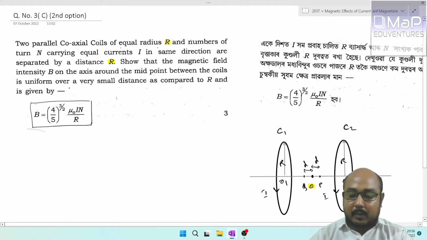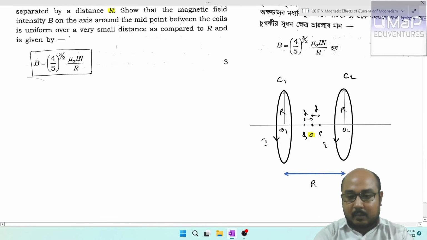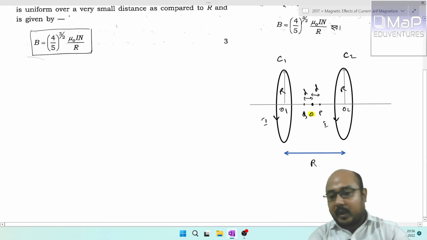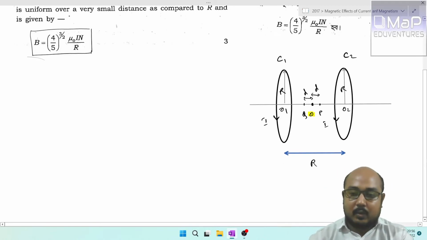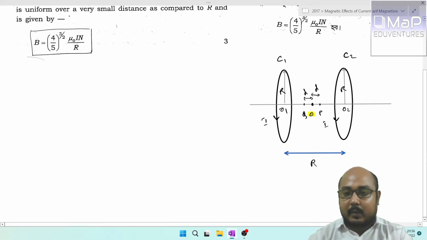Now, regarding the midpoint, I have made a diagram, and I will explain the diagram first. We have two coils here, C1 and C2. Both of these coils have n number of turns each, and a current I flows through both the coils in the same direction. Both of them have the same radius r, and the gap between these two coils is also r. O1 and O2 are the centers of these two coils. O is the midpoint of O1 O2, the straight line joining the two centers.